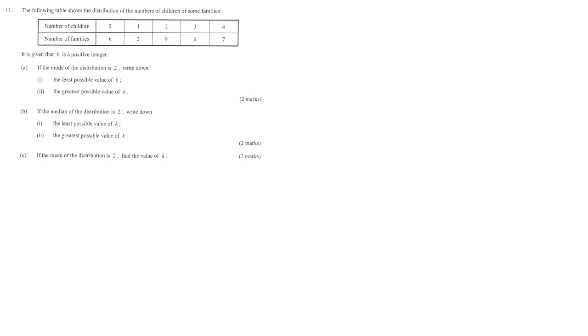So about question 11, they give you a frequency table like this, and a very important thing is you should be able to interpret this table very accurately. If you understand this one, you better write down: 0 is the response, 0 appears k times. 1 appears 2 times. 2 appears 9 times. 3 appears 6 times, and 4 appears 7 times.